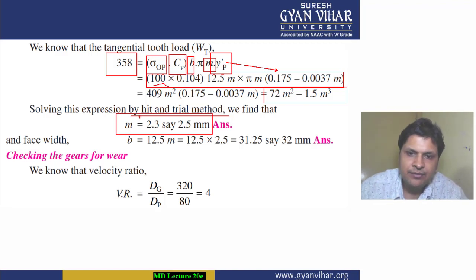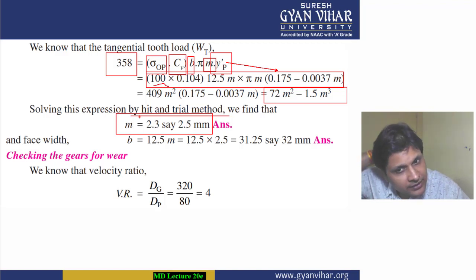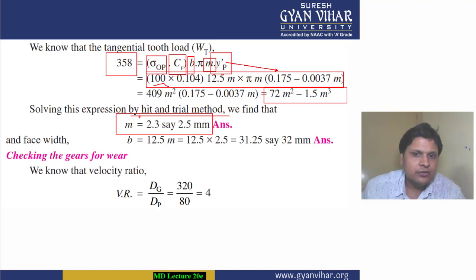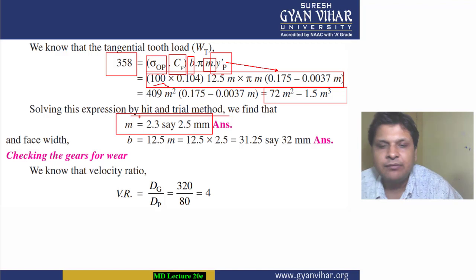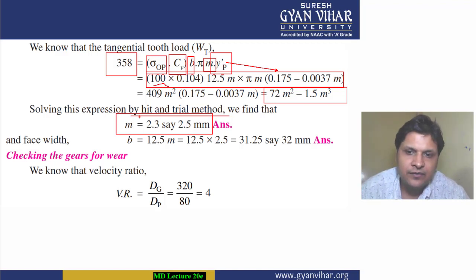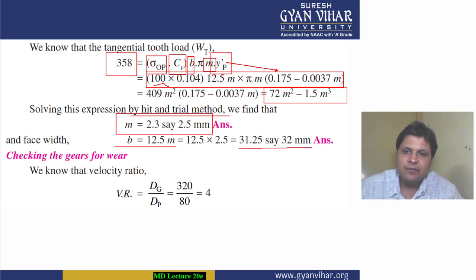If 2.3 comes, then it is generally rounded off. The standard module is 2.5, so near to 2.3 is 2.5, so we are taking the module value 2.5, and the relation between face width and module was 12.5 into m. So from this relation we have calculated the value of face width.